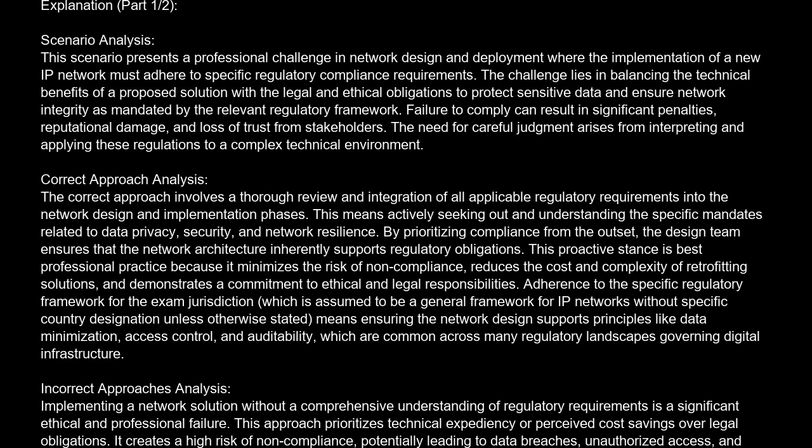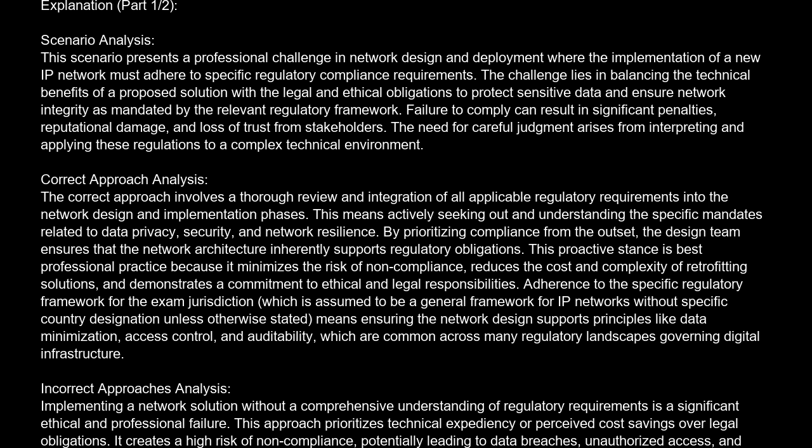The correct answer is C. Thoroughly integrating all applicable regulatory requirements into the network design and implementation phases from the outset. Explanation. Scenario analysis. This scenario presents a professional challenge in network design and deployment where the implementation of a new IP network must adhere to specific regulatory compliance requirements.